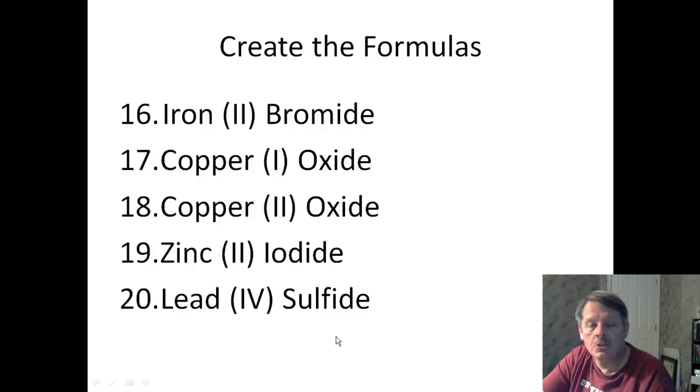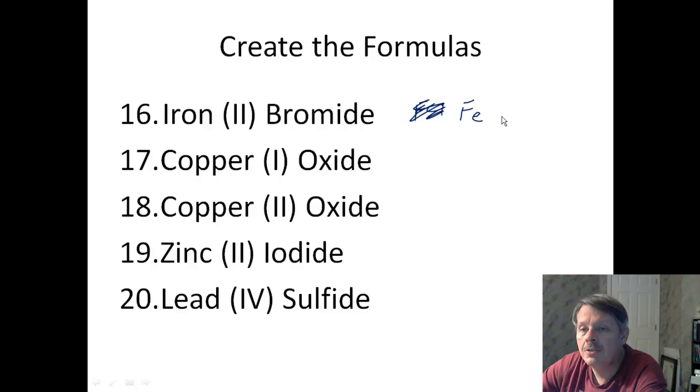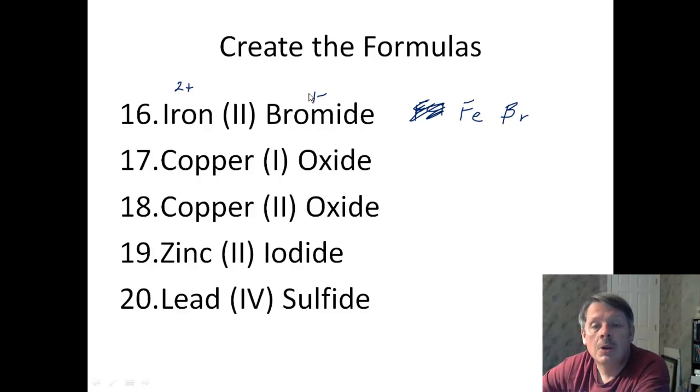Alright, let's go through some of these. These are a little bit easier going from the names to the formulas. Iron 2 bromide. This is going to be iron, and it's going to be bromide. Fe is iron. Bromide is bromine, which is Br. I have iron 2, which tells me this is a 2 plus charge. Bromine, if I look it up on my periodic table, by now you should know it's a halogen. It's 1 minus. When I cross them, I need to have 2 bromines, so it's FeBr2.